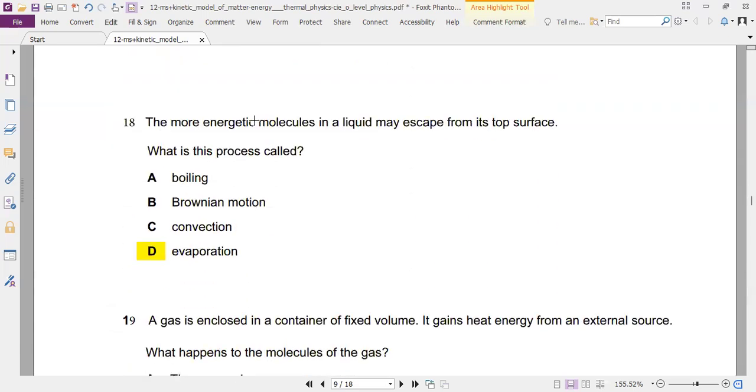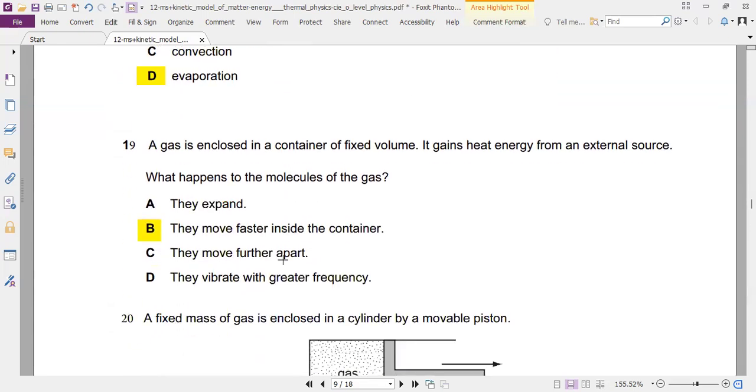Question number 18. The more energetic molecules leave, it is called evaporation. Question number 19. When a gas having a fixed volume gets energy from an external source, the molecules of the gas will move faster inside the container.